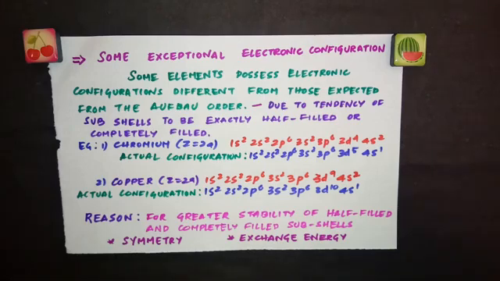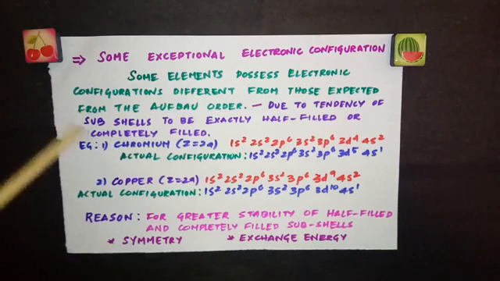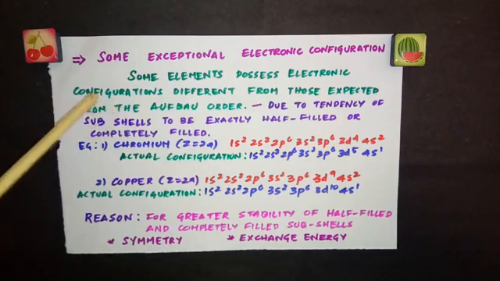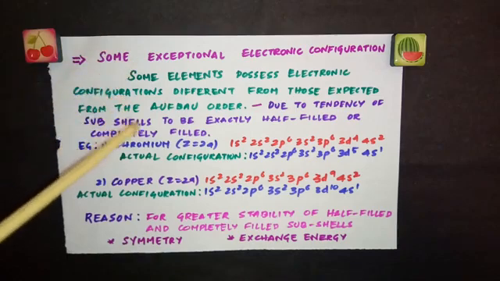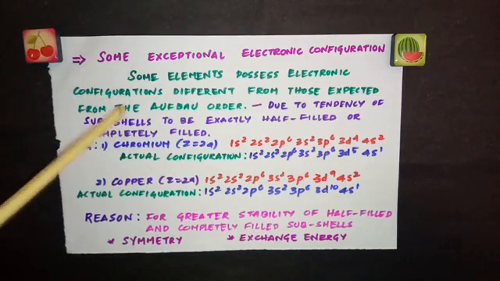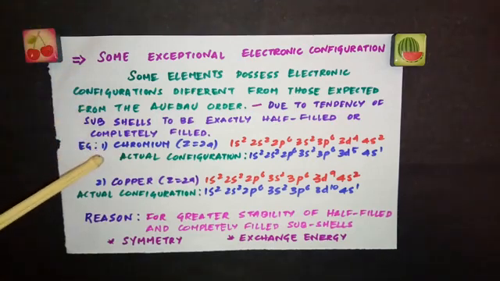What is meant by half filled? If there is 1 electron in the s subshell, s orbital, we call that half filled. Same way in p, how many electrons can be there? 6. When we say half filled, there will be 3 electrons. Same way in the d orbital, there can be 10 electrons. When we say half filled, there will be 5 electrons. So now I'll show you an example.